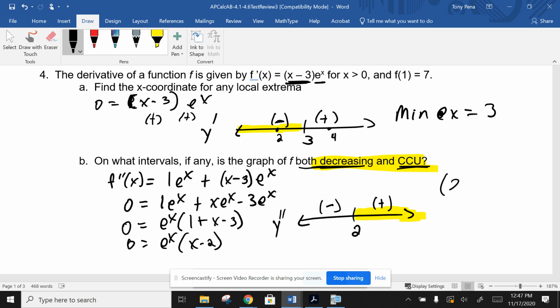All right. You'll get 2 to 3, hopefully. In between there, we're both decreasing, and we are concave up.